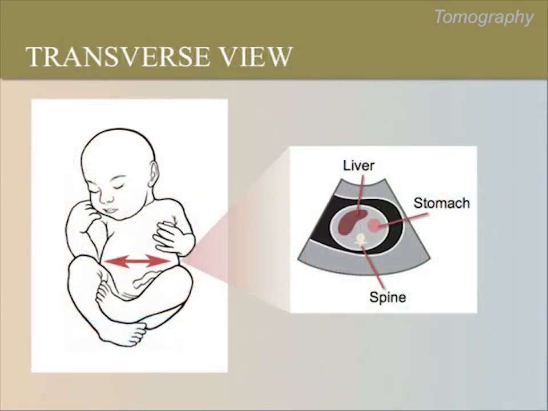This is a transverse view of a fetal abdomen. Imagine that you are at the baby's feet, looking up towards its head through the abdomen. This is how the abdominal area would look from that cross-section slice.